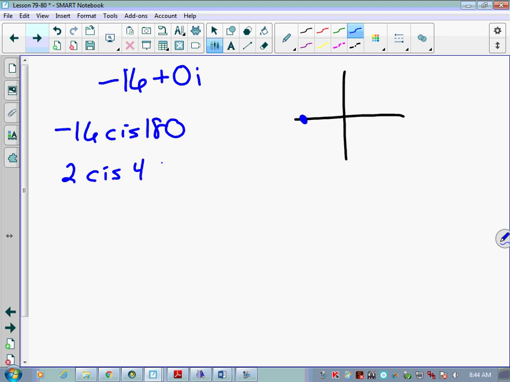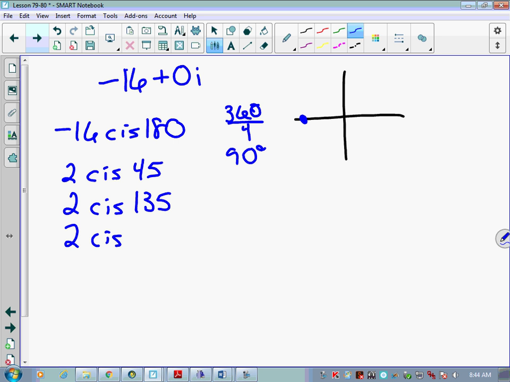What's 180 divided by 4? 45. The other thing that we can do is take 360 and divide by 4 to find out how many degrees we're going to end up hitting away from this. 90 degrees. So we'd get 135, 225. Am I wrong on that? Somebody check my work there. 225. And 315. So those are the polar coordinates of those locations.